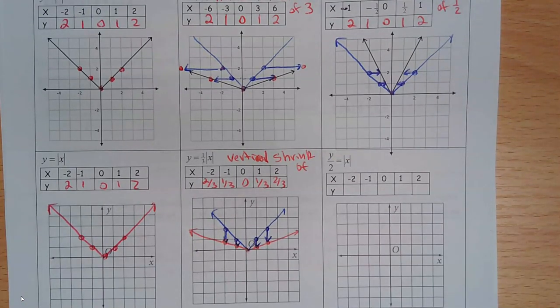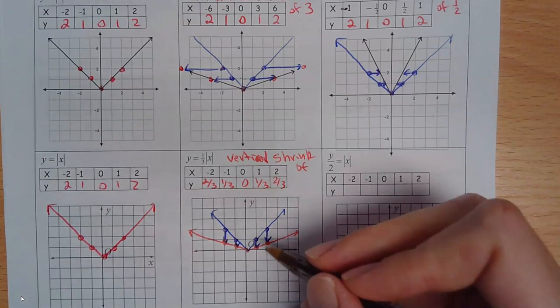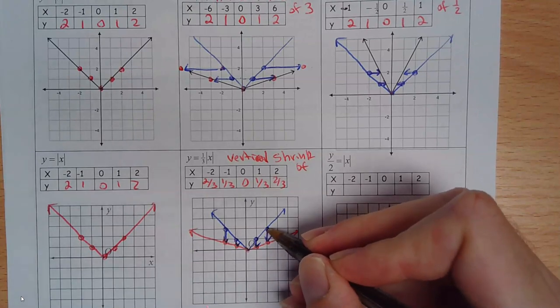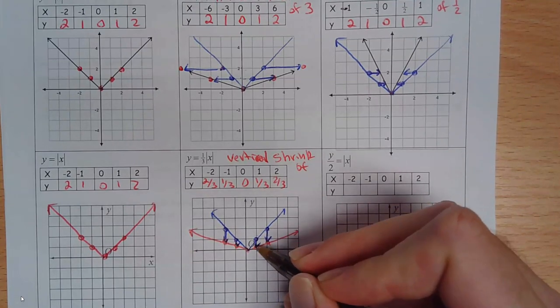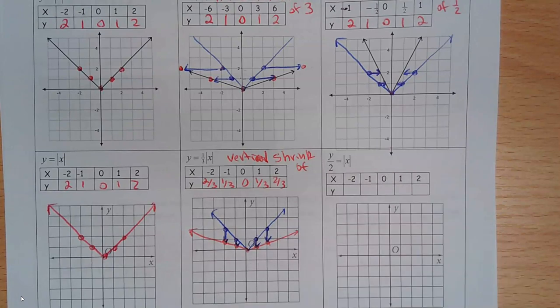Of what? Of what factor? So all of their y values, what did I multiply by? Because this was at 2, now it's at 2/3. It was at 1, now it's at 1/3. What did I multiply by? It's going to shrink them down. What factor? What do I multiply 1 by to get 1/3? You're all thinking it. 1/3, right? 1 times what is 1/3? Multiplied by a third.